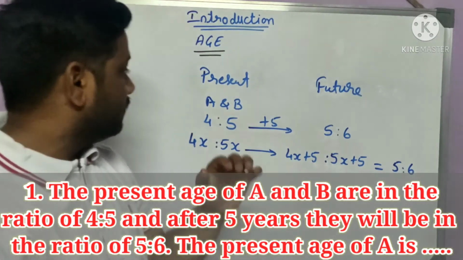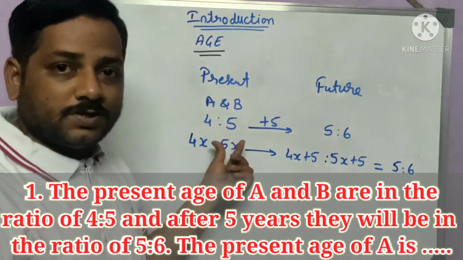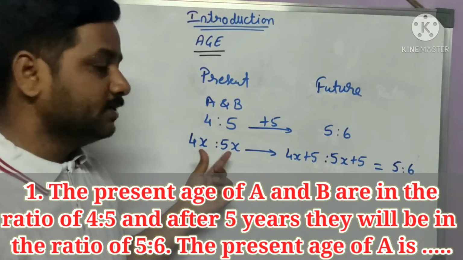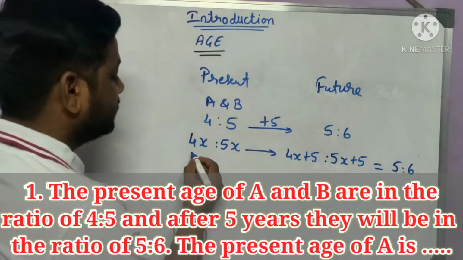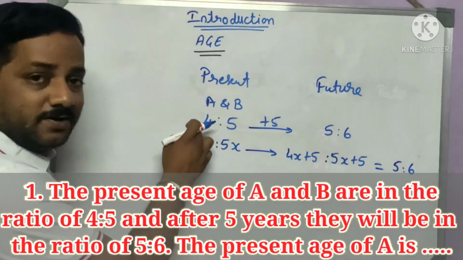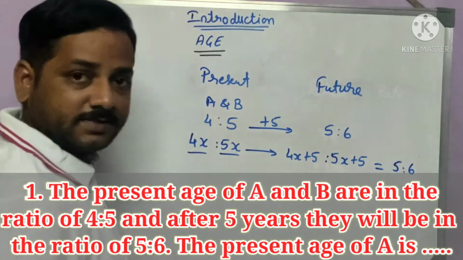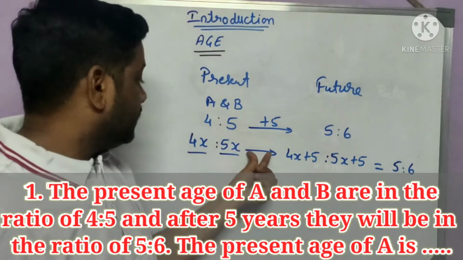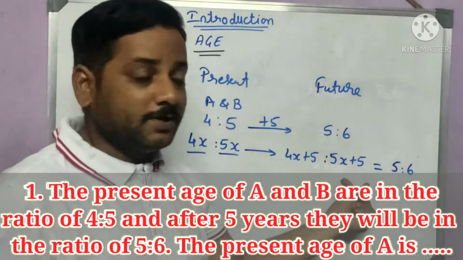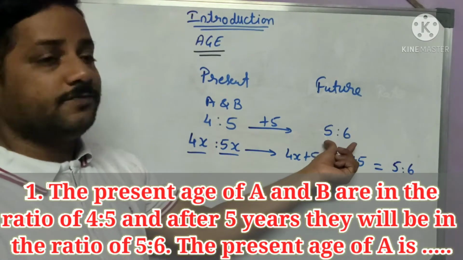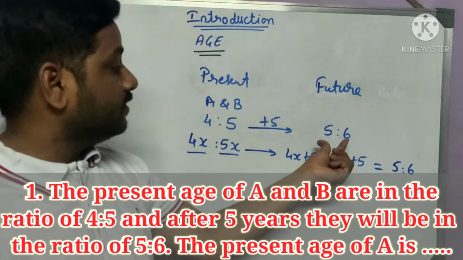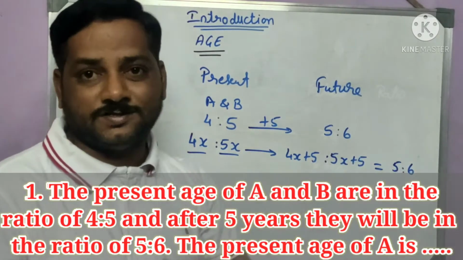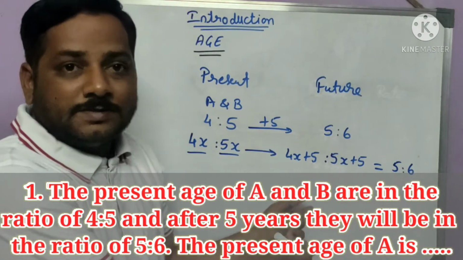Understand this. First, I have taken the ratio given in the question. Then I am trying to get an age. We don't know the age, so I am considering it as 4x and 5x, multiplying the terms with x. After 5 years, this becomes 4x plus 5 and this becomes 5x plus 5, and that ratio is given in the future, that is 5:6. So when you take the ratio of these ages, it will be 5:6.